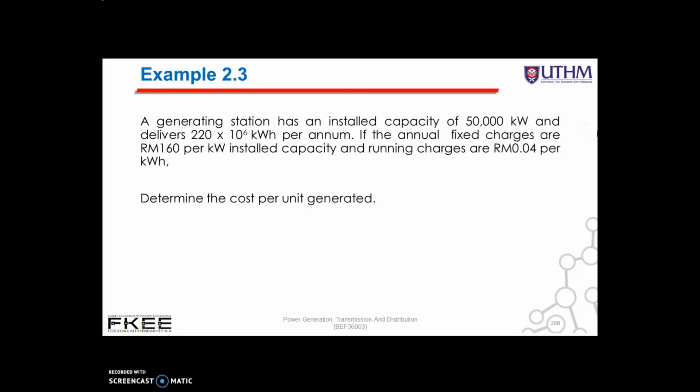Now we look at example 2.3. A generating station has an installed capacity of 50,000 kilowatt and delivers 220 times 10 to the power of 6 kilowatt hour per annum. This is the units generated per year.